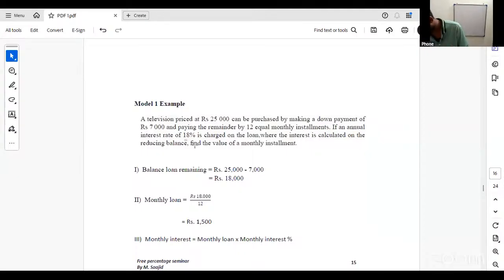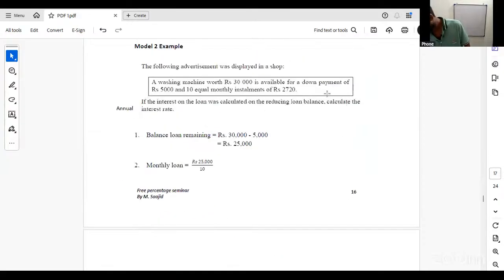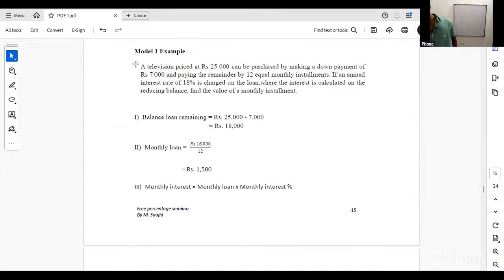Now, in the first example, it's the first model. Why? Because they say find the value of the monthly installment. That means the first one. Now in the second example, they say find the interest rate. Interest rate means the second model. Let's see the first model example and the steps for how to do that. Now, let's read the first part. Model 1 example. A television priced at 25,000 can be purchased by making a down payment of 7,000 and paying the remainder by 12 equal monthly installments.